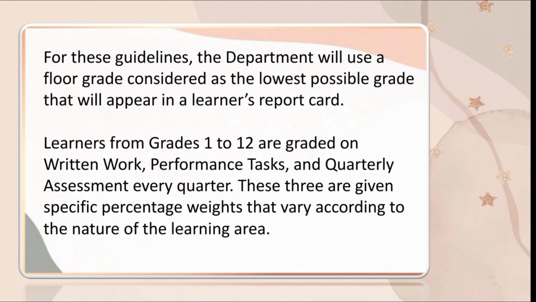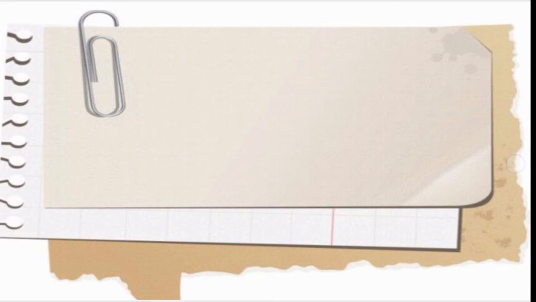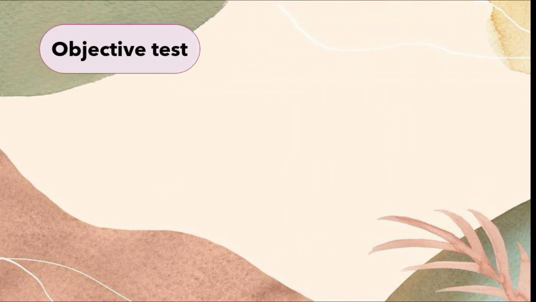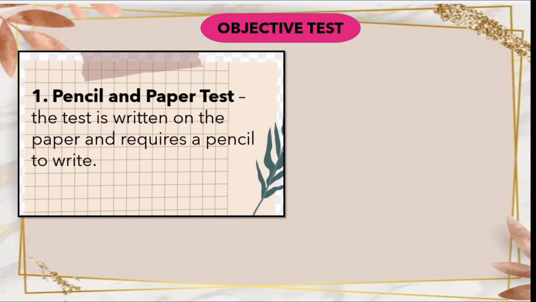And we have here the types of tests to measure knowledge, process, and understanding. The objective test. These are tests that require only one correct answer. Some objective tests are pencil and paper tests. I know we are all familiar with this test. The test is written on paper and requires a pencil to write.